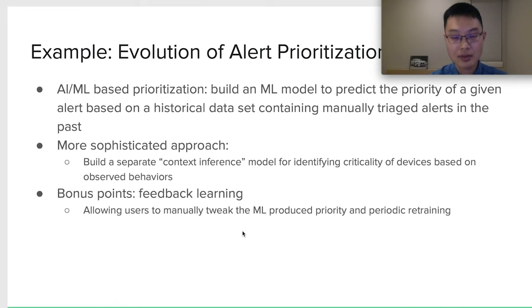So continuing on the example of the alert prioritization project, the practitioners can leverage supervised learning to build a model that is able to predict the priority of a given alert based on a historical data set containing manual triage alerts. Essentially, in this case, the machine learning model will be able to infer the relationship between relative priority and multiple factors by observing how the analysts or the security teams have triaged alerts in the past.